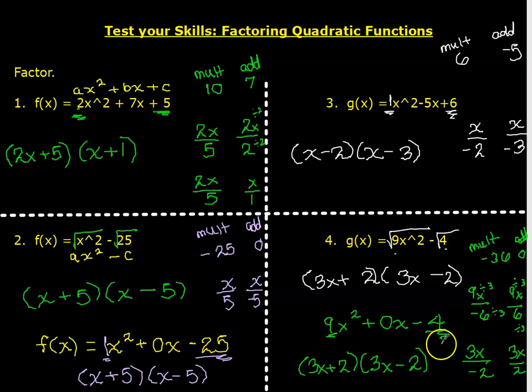So in case you don't recognize the difference of squares, you can also just put bx as 0x and just factor using a times c and find two numbers that add up to be b.